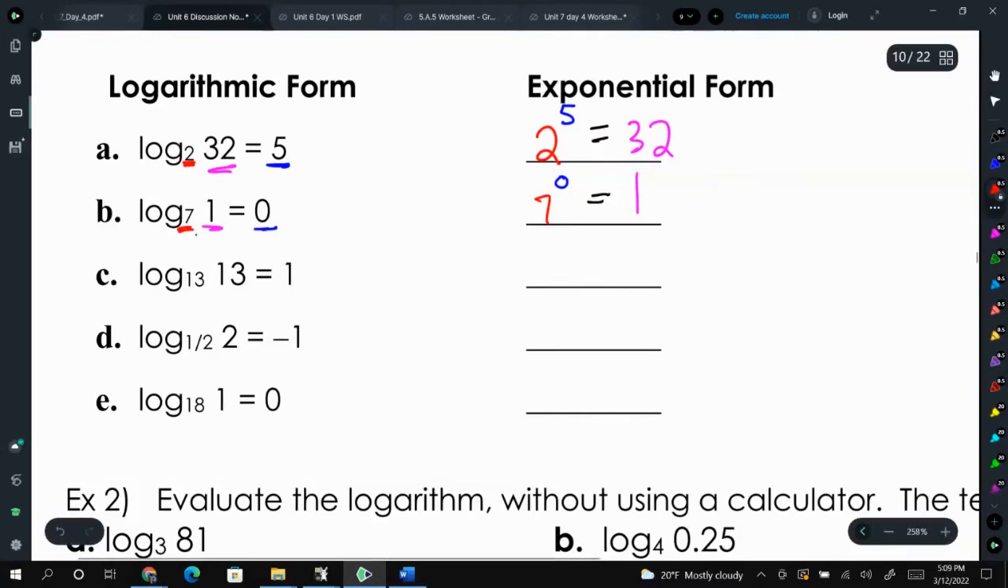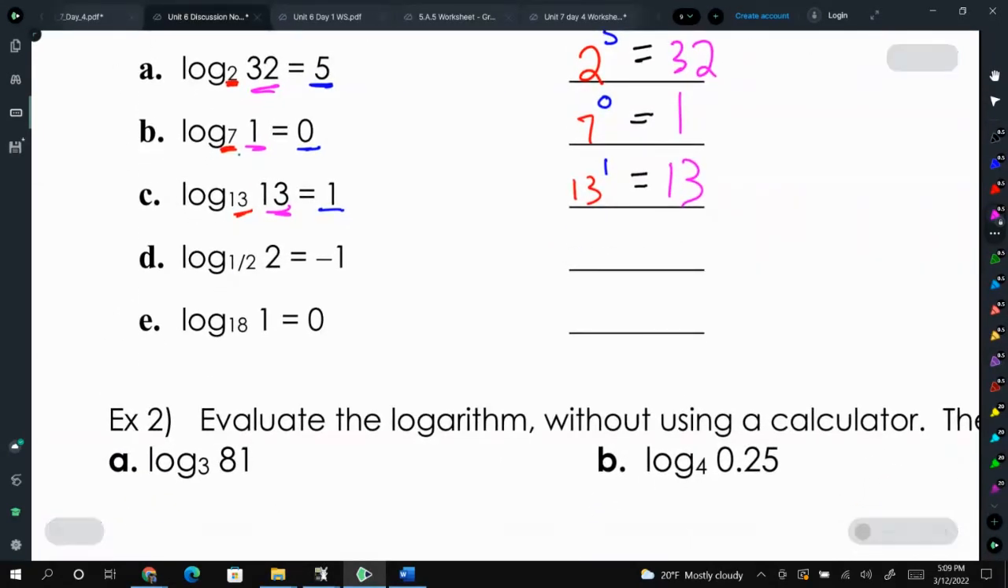Okay, our base number here is 13. Logs equal exponents, so our exponent is 1 equals, and we know 13 to the 1st power is 13, which is also the other number right here. Right, our base of the next one is 1/2, so we have 1/2. Our exponent, log equals our exponent, so it's -1, equals the other number, which is 2.